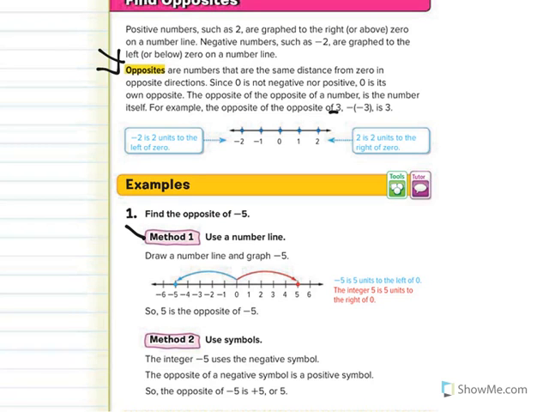Or you could just use symbols, right? The integer -5 uses the negative symbol. The opposite of a negative symbol is a positive symbol. So the opposite of -5 is +5.